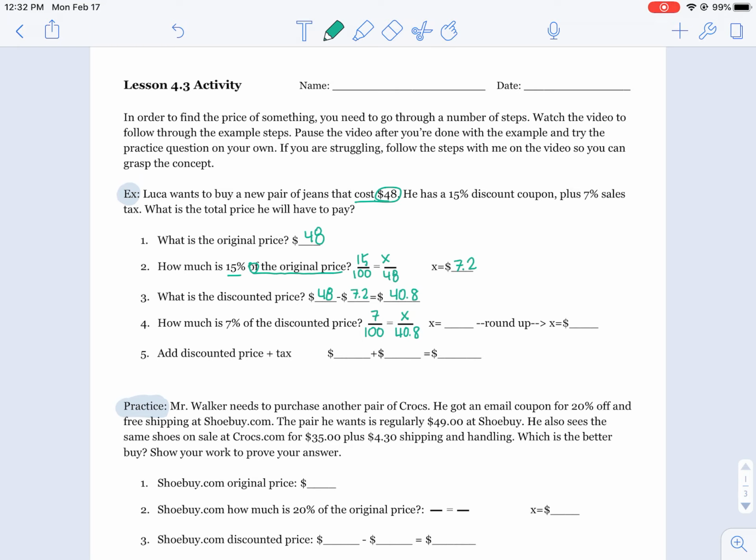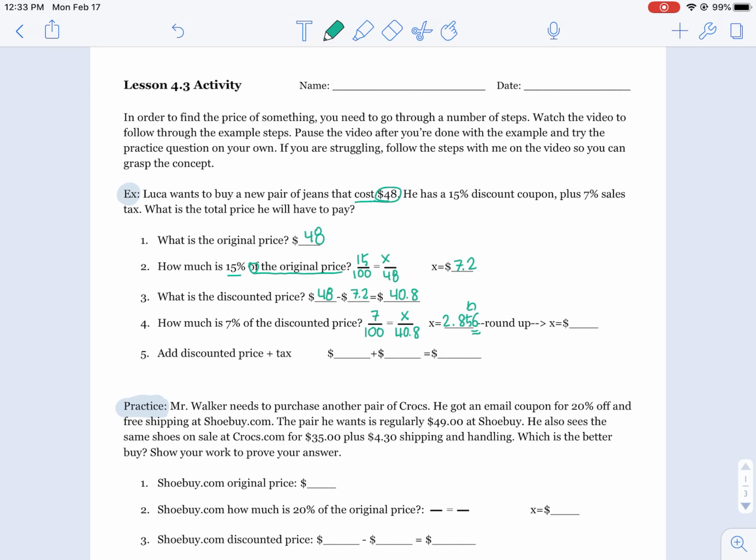So if you do 7 times 40.8 divided by 100, you're going to have a number, 2.856. Now I have a problem. If I have 3 digits, that means I have some sort of unit that is smaller than 1 cent. We don't have anything that is smaller than a cent. So what I have to do is round the third number and make it 2 digits, or round it to the hundredths.